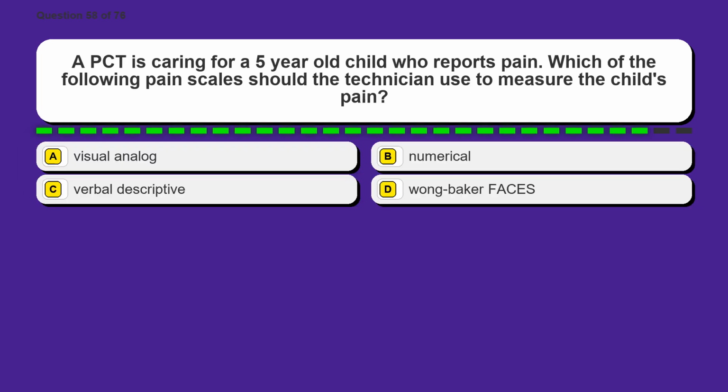Question 58. A PCT is caring for a 5-year-old child who reports pain. Which of the following pain scales should the technician use to measure the child's pain? Option A. Visual analog. Option B. Numerical. Option C. Verbal descriptive. Option D. Wong-Baker faces.